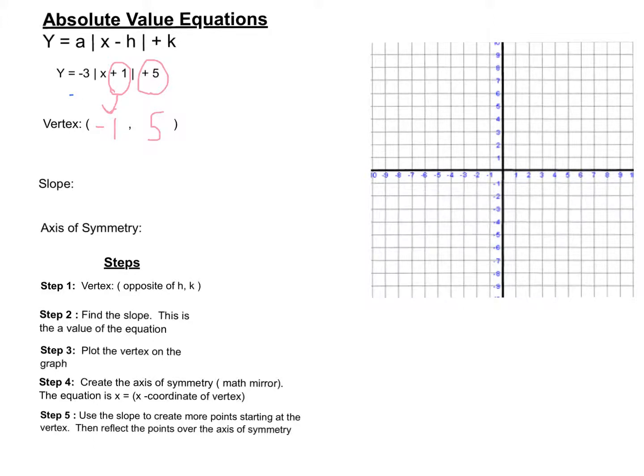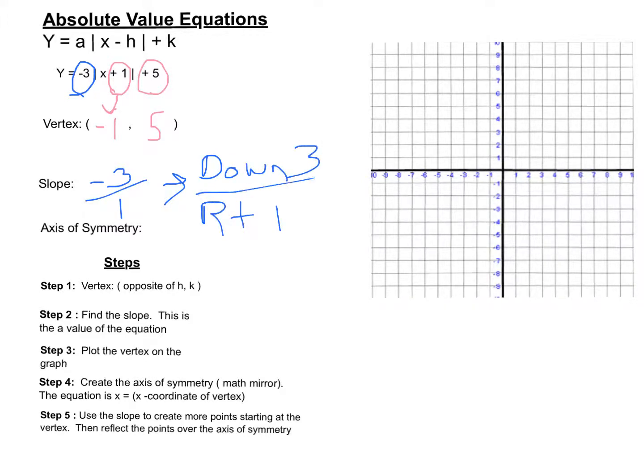Okay, my slope right here is -3, or -3 to 1, which means I'm going to go down 3 to the right 1. So that's how my line moves. Okay, so step 1, step 2. Step 3, plot the vertex on the graph.